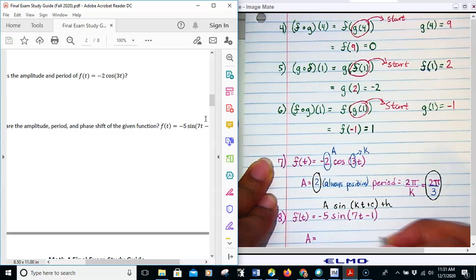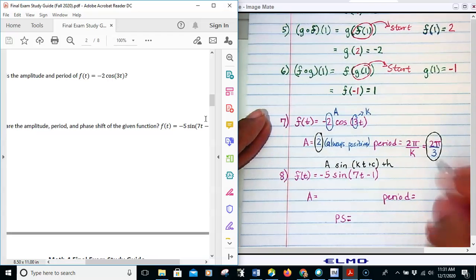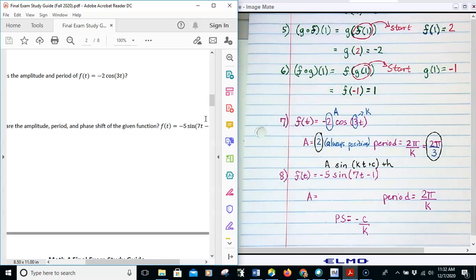the period, and the phase shift. Okay, do that. Oh, sorry, there you go. All right, so with the period, remember again, use the same formula. So 2 pi over k. For phase shift, remember that's negative c over k. Negative c over k.